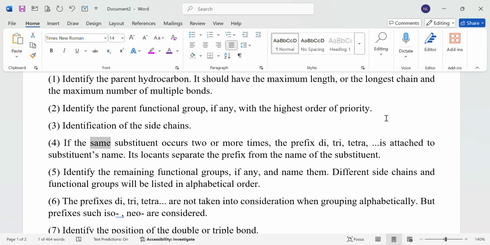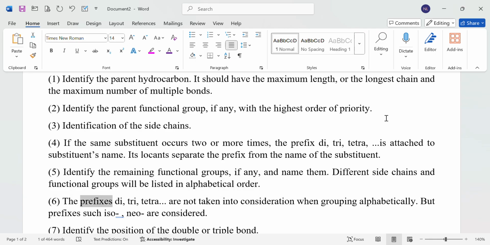4. If the same substituent occurs 2 or more times, the prefix di, tri, tetra is attached to the substituent's name. Its locants separate the prefix from the name of the substituent. 5. Identify the remaining functional groups, if any, and name them. Different side chains and functional groups will be listed in alphabetical order.